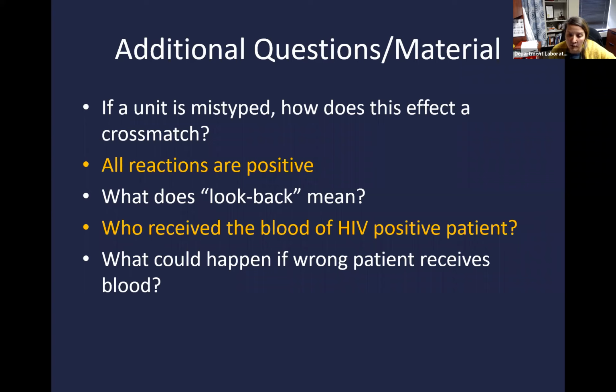What could happen if the wrong patient receives blood? Well, the huge concern there is ABO incompatibility, which could cause intravascular hemolysis and could result in death.